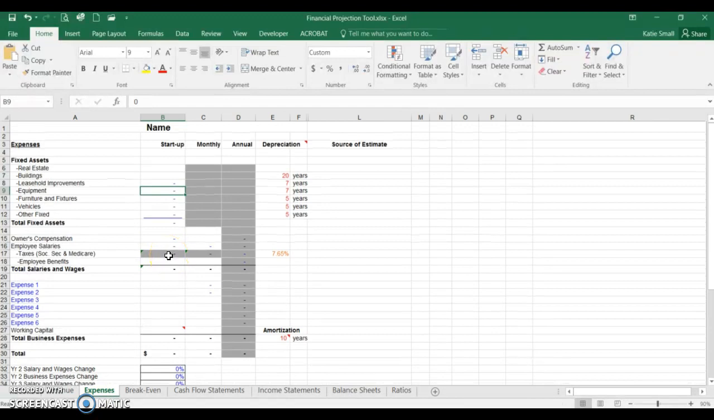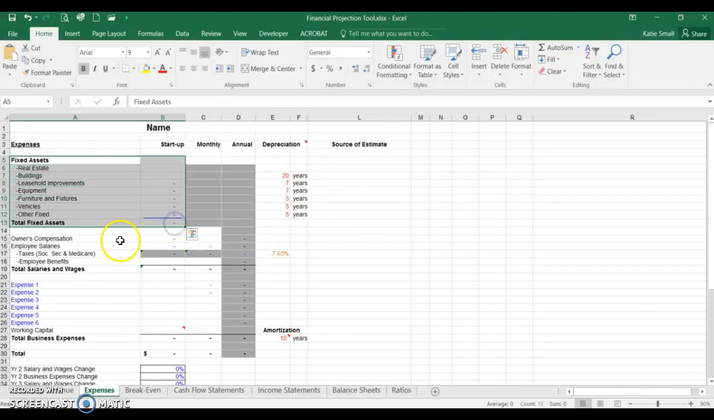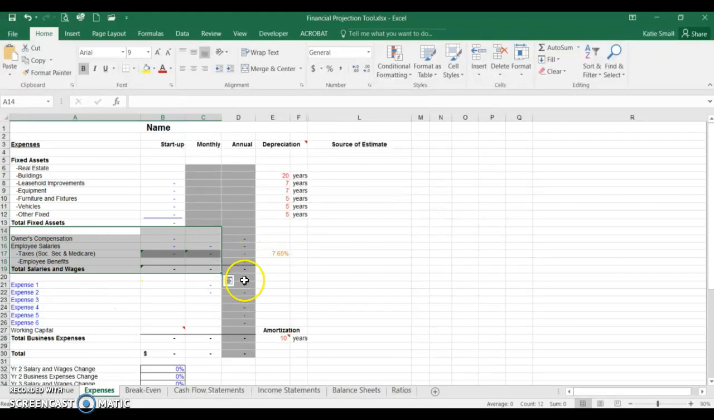Now, if you use this financial projection tool how it's set up to be used, then you would input startup costs, you would input salaries and wages that would then calculate to annual.